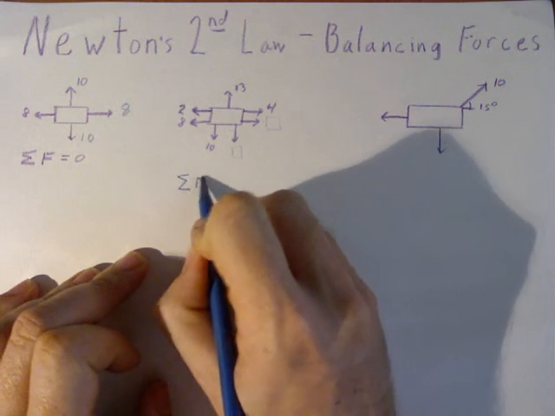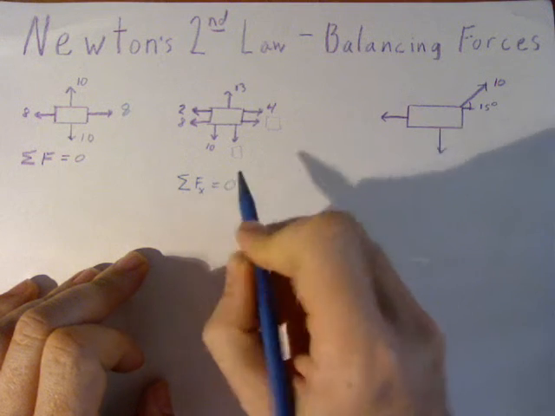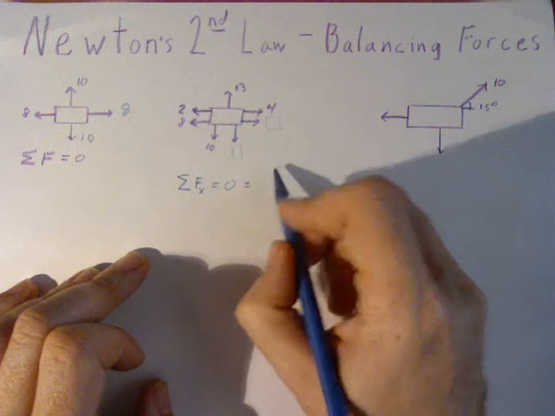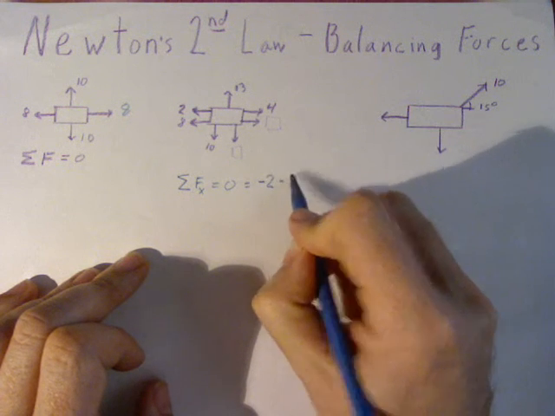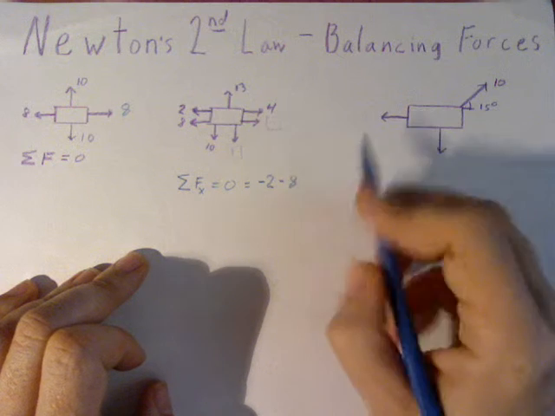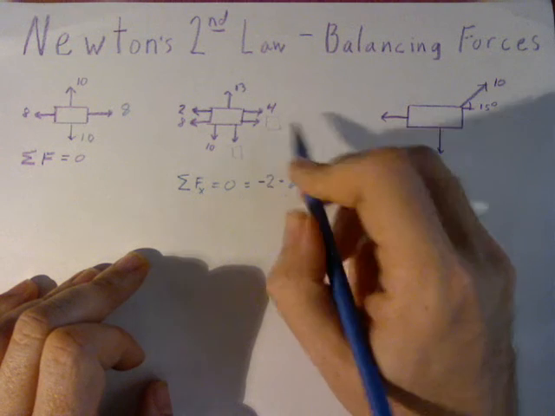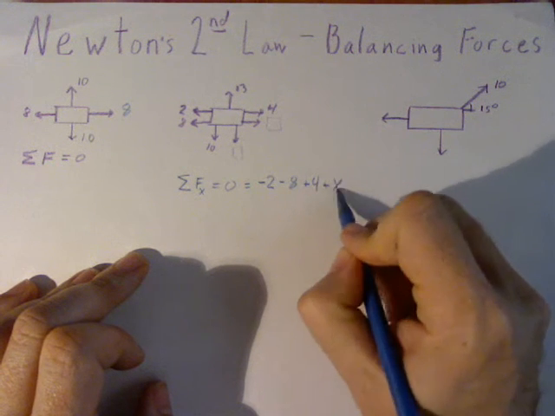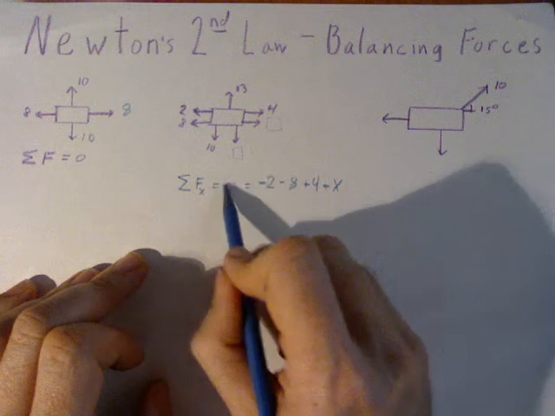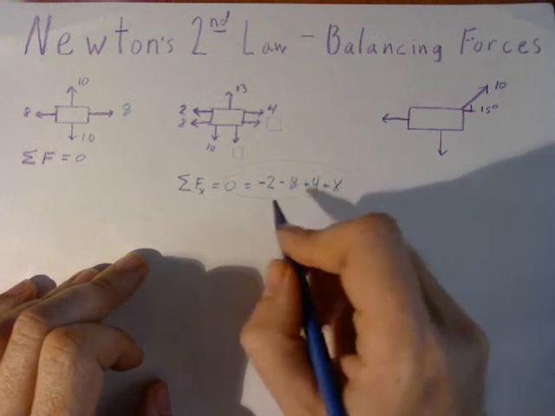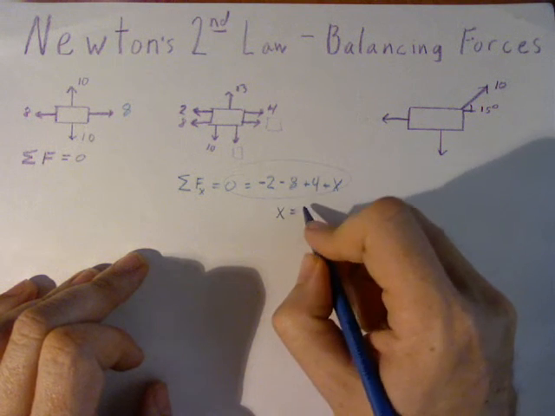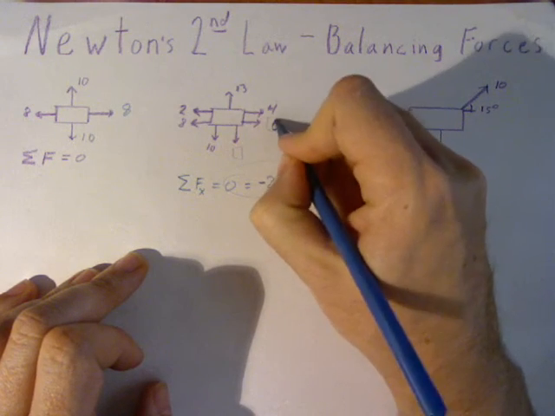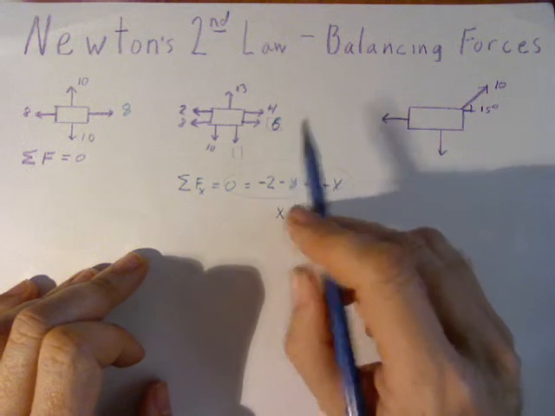So we say the summation of forces in x is 0, by which we mean that we have 2 and 8 in the negative direction, and we have 4 in the positive direction, and some unknown quantity, I will call it x, equals 0. If we solve this, we'll see that x equals 6, and we have 6 newtons of force to the right.